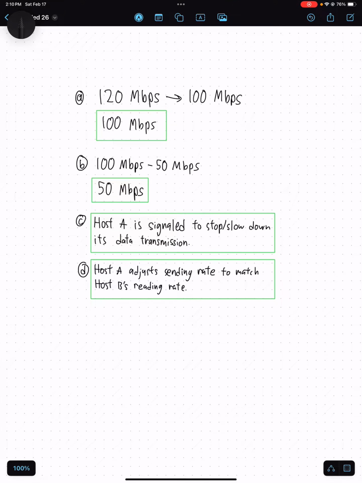So to answer part A, initially host A can attempt to send data at its maximum rate of 120 megabits per second, but the physical link between host A and host B will actually limit the rate to the link's capacity, which is 100 megabits per second. So the effective sending rate of A to B is initially constrained by the link speed, which should make it 100 megabits per second.